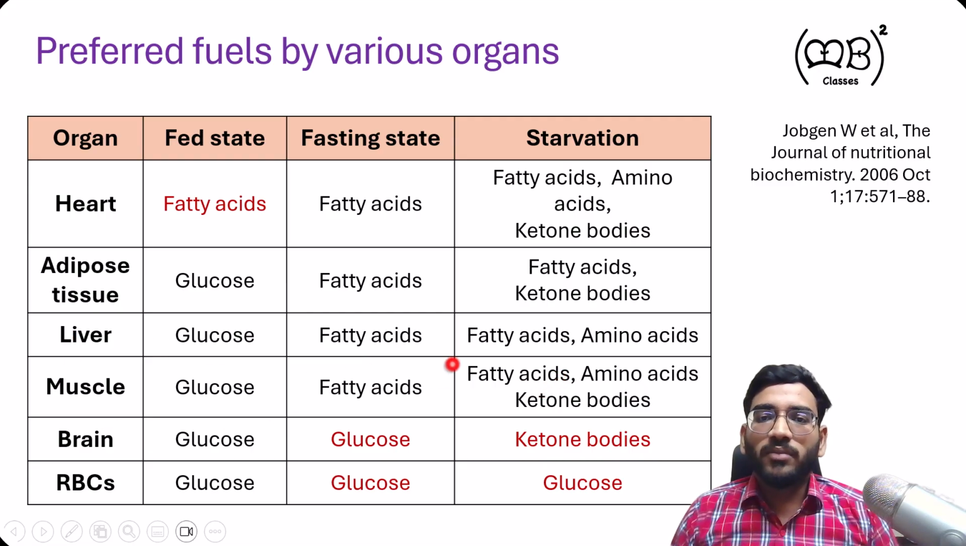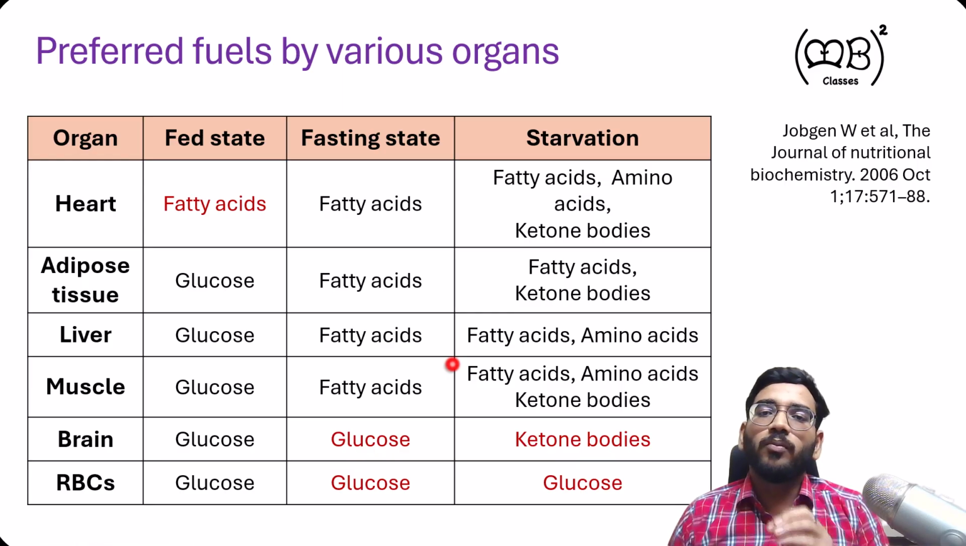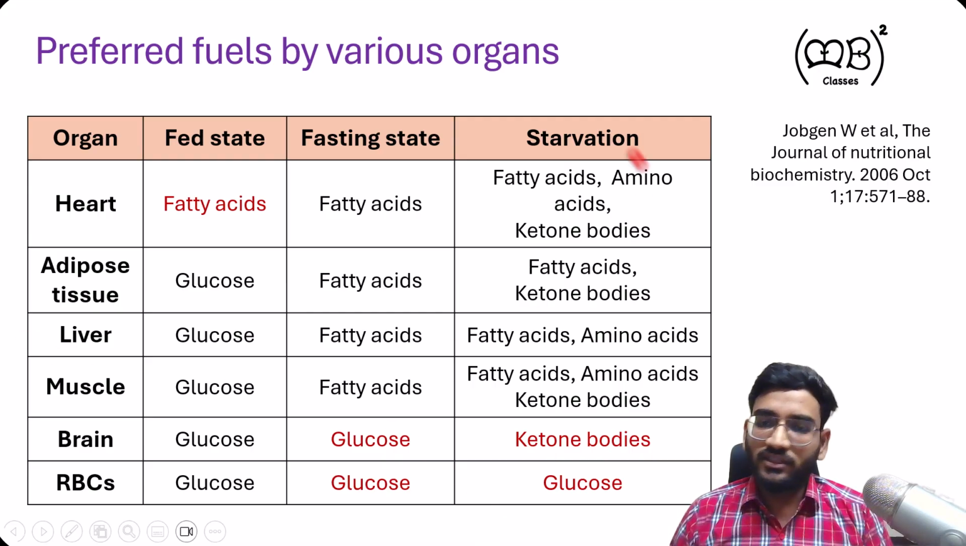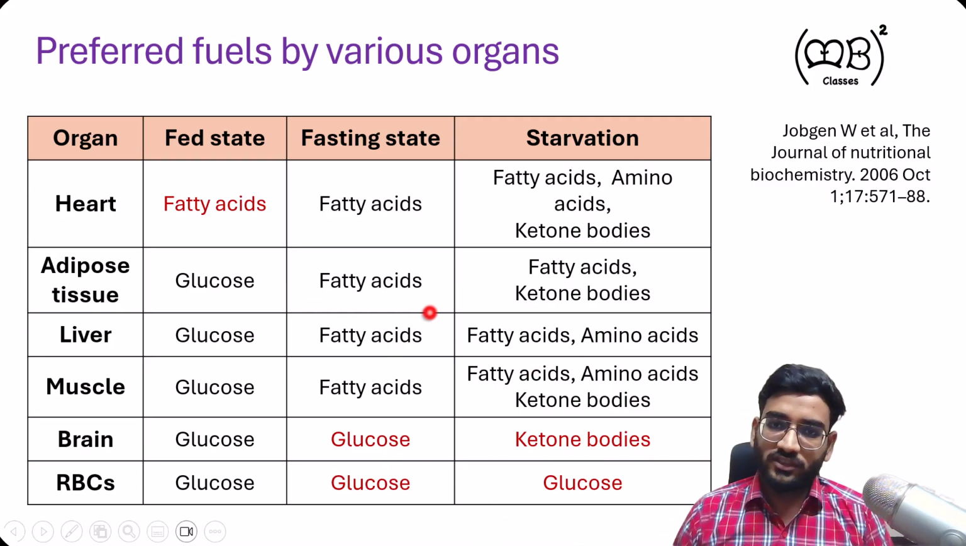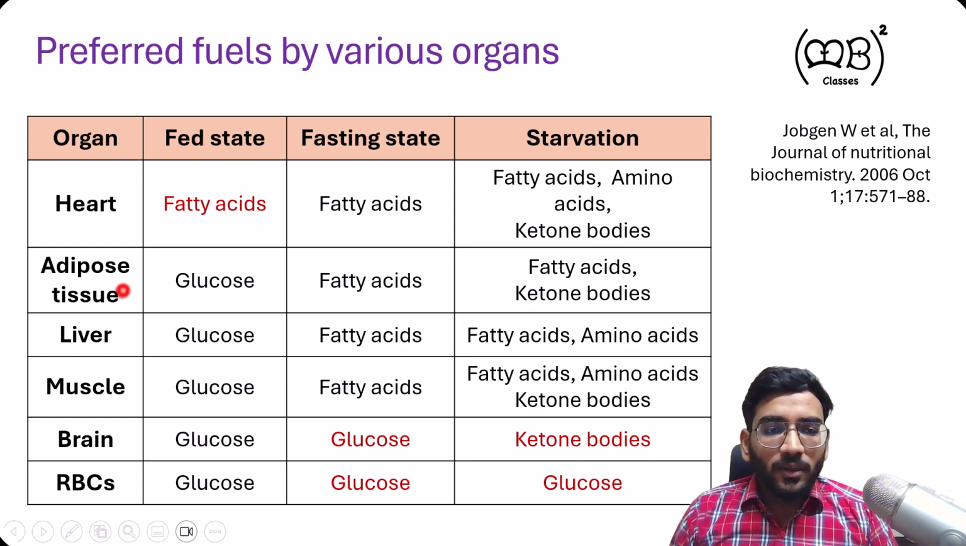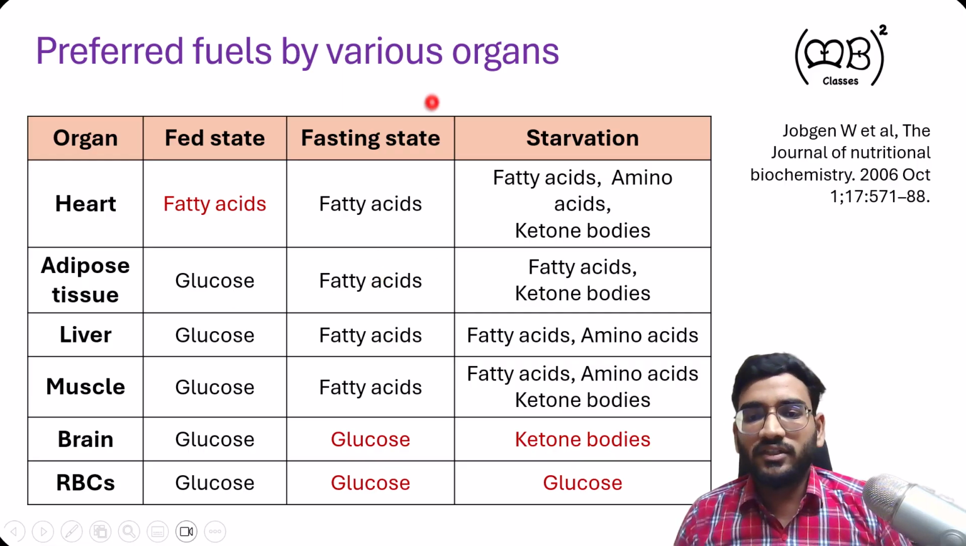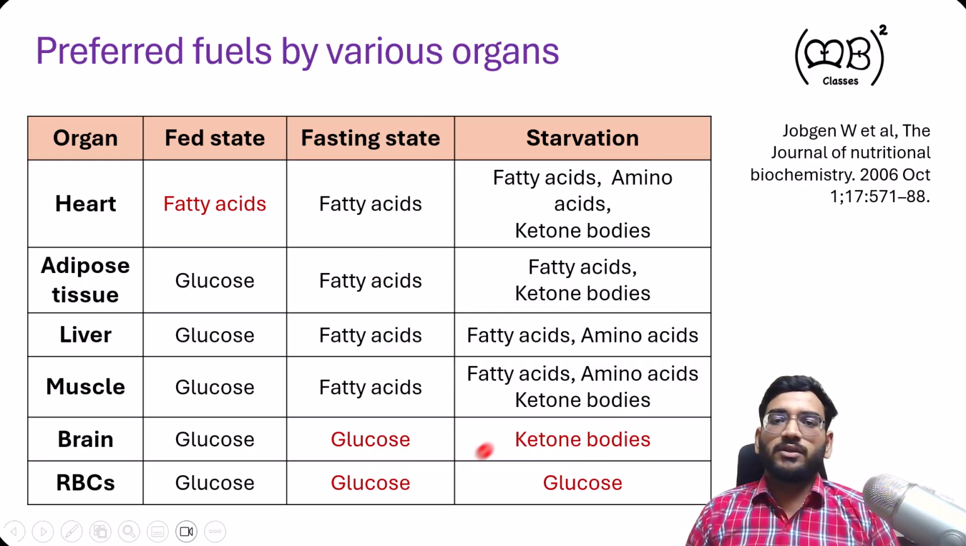Glycogen stored in the muscle never contributes to blood glucose levels. That glycogen is only stored in the muscle and then used by the muscle for its own energy in starvation or the fasting state. Second thing, adipose tissue. Throughout the lecture we'll be saying that adipose tissue is mostly concerned only with fatty acid, in fasting and in starvation, most of the time.